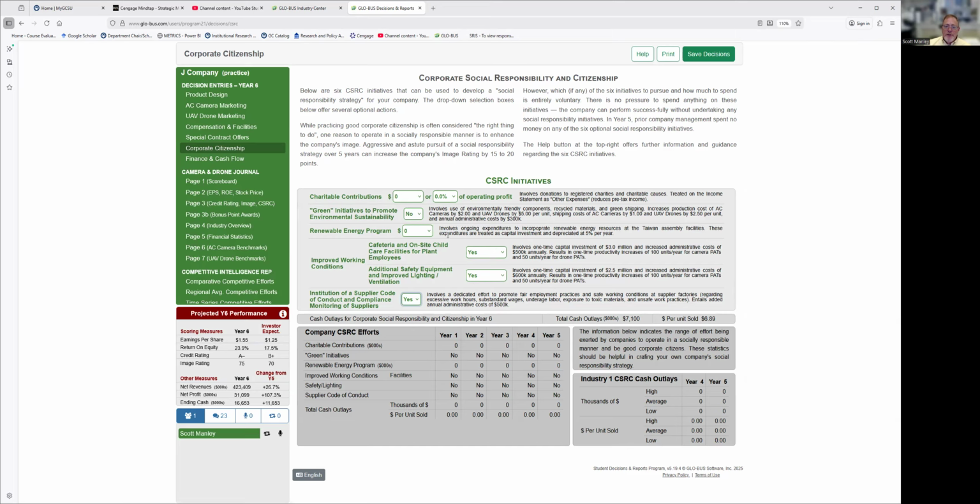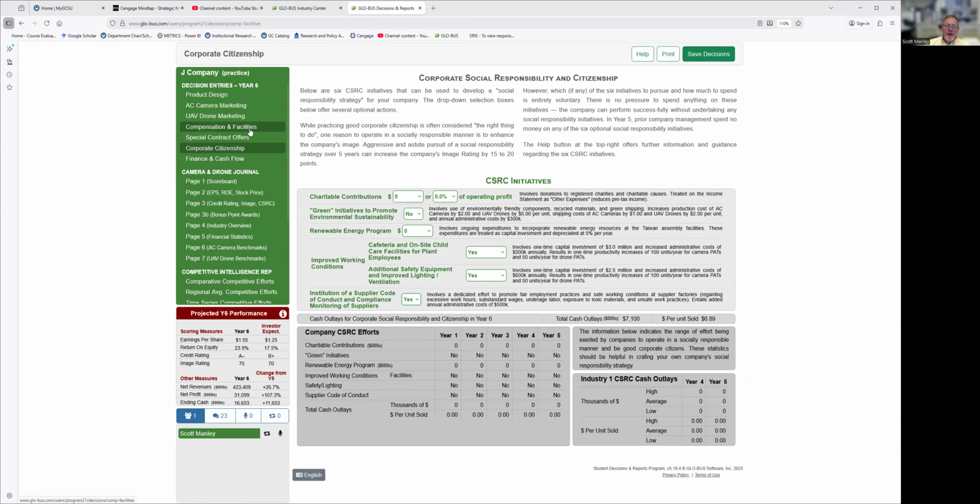Now we have some other options, the charitable contributions and the green initiatives and renewable energy. Let's just press pause on those for now, because you're making a pretty big change in the amount that you invested in corporate social responsibility last year. The reality is if we look at the industry, cash outlays for corporate social responsibility and citizenship last year and the year before were nothing. This year, we're spending 7.1 million, right? We're doing stuff that makes sense. It boils down to $7 per unit. So that's probably enough, okay?